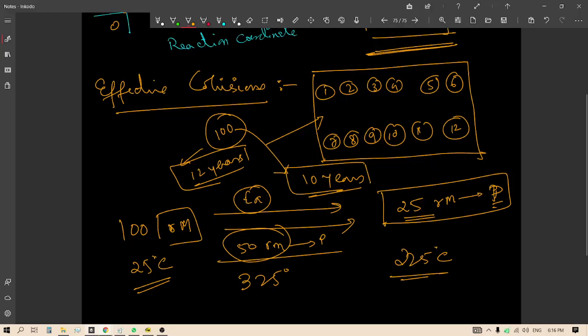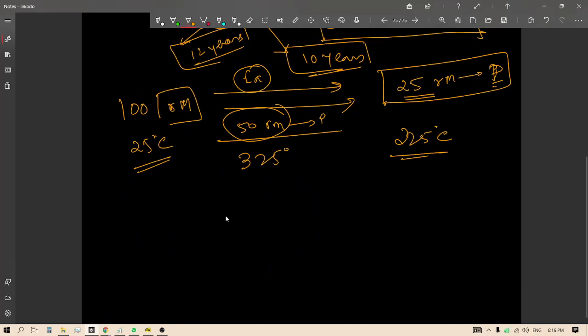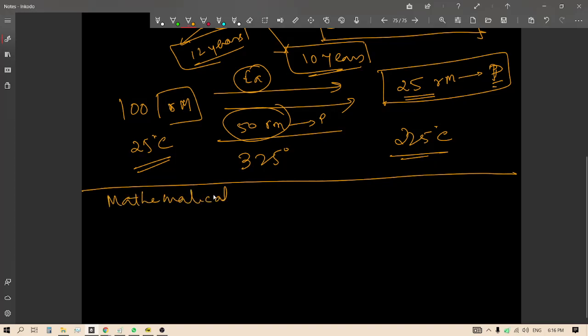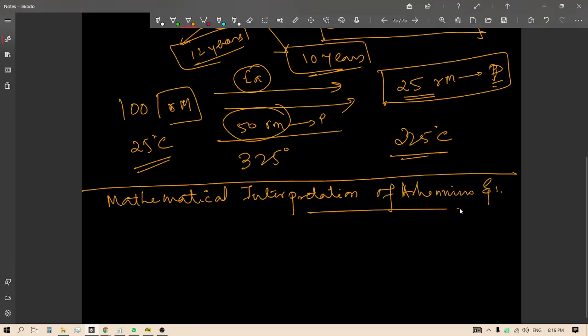Yes, sir. Okay. Now, like I said, it's chemical kinetics, so theoretical words would not help us. We have to jump to mathematics. Now, let's come to a mathematical interpretation of Arrhenius law. So what is the Arrhenius equation? k is equal to A e to the power minus Ea by RT.